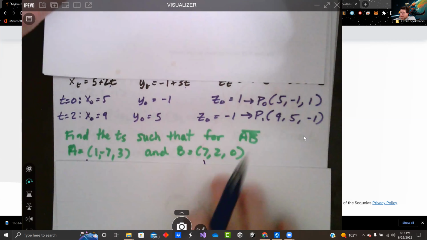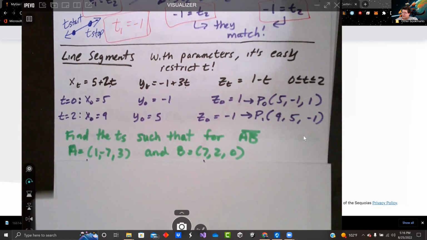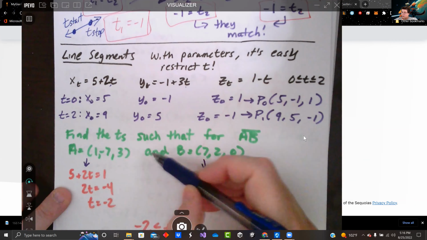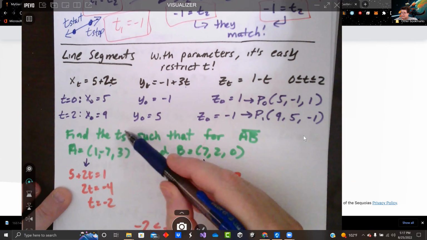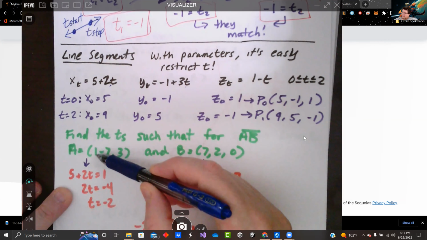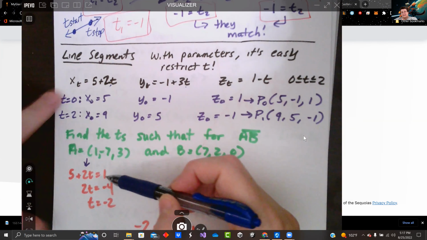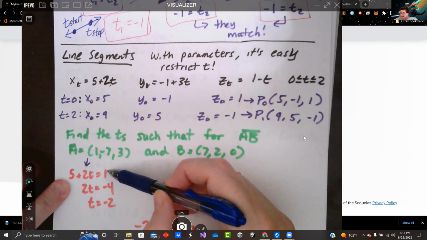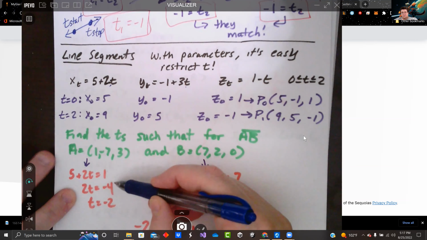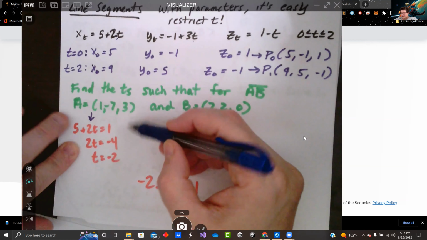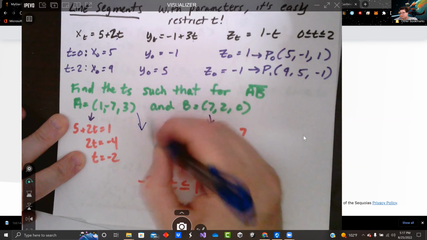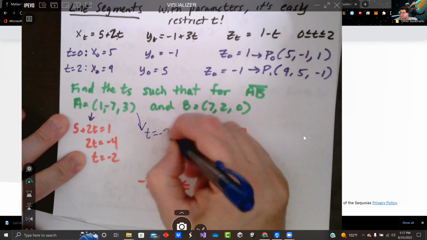So we can go about doing that. Just plug in the x component into each of those lines, 1, -7, and 3. You should only have to do it with one part of it. So I just did x. If I plug in x equals 1 into x equals 5 plus 2t, I get 5 plus 2t equals 1. I subtract 5, I get 2t equals -4, and I get t equals -2. So we hit point A at t equals -2.